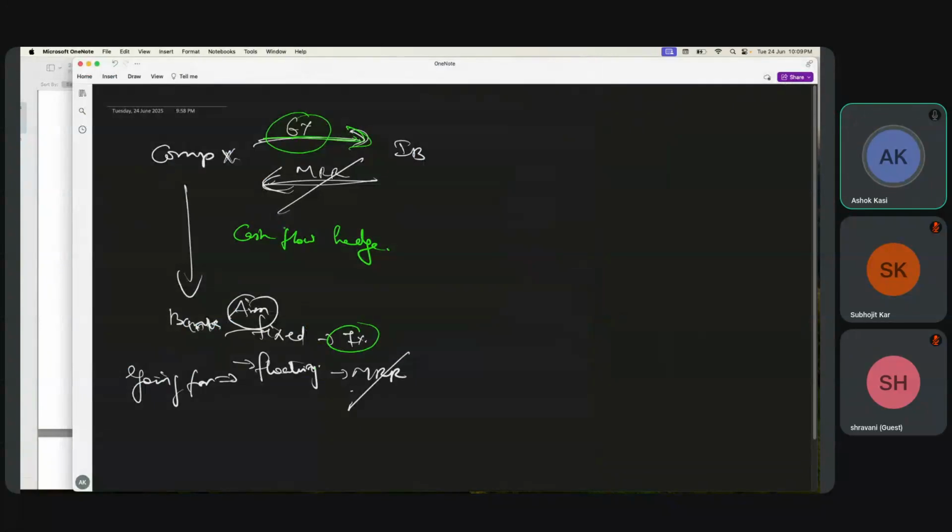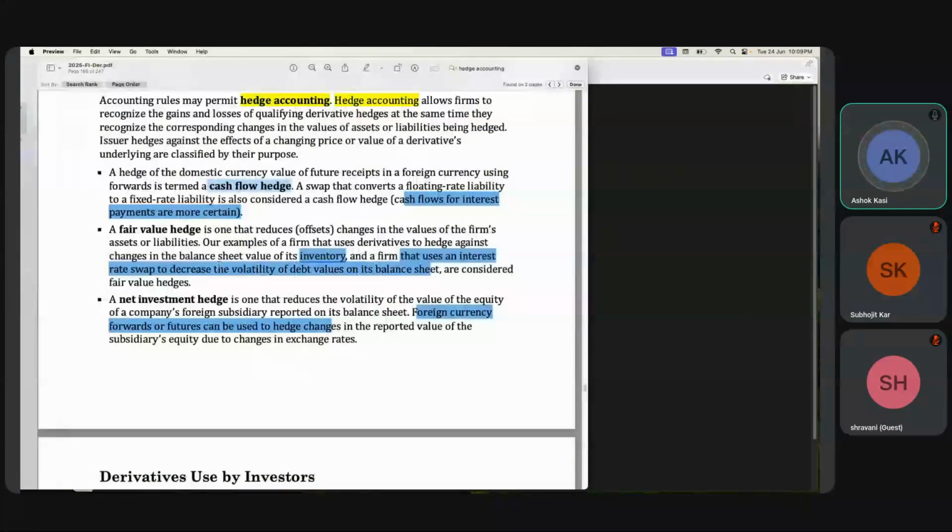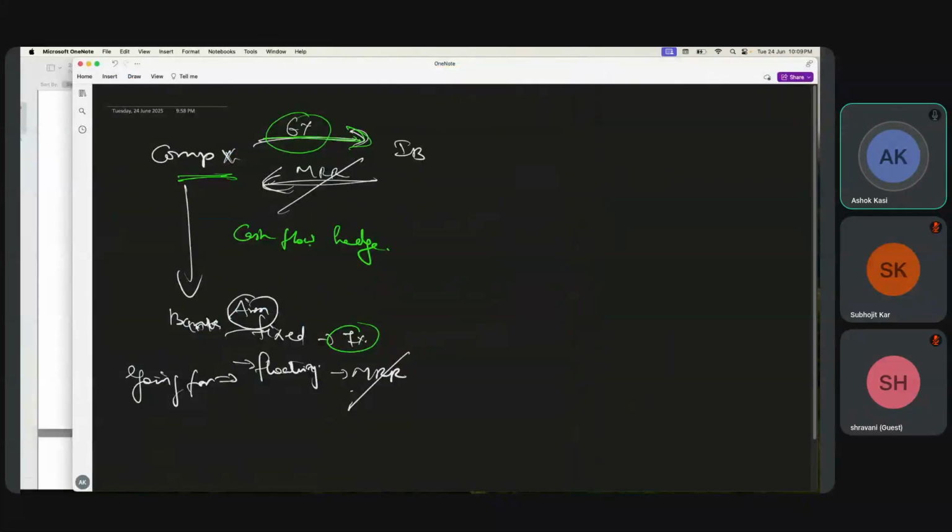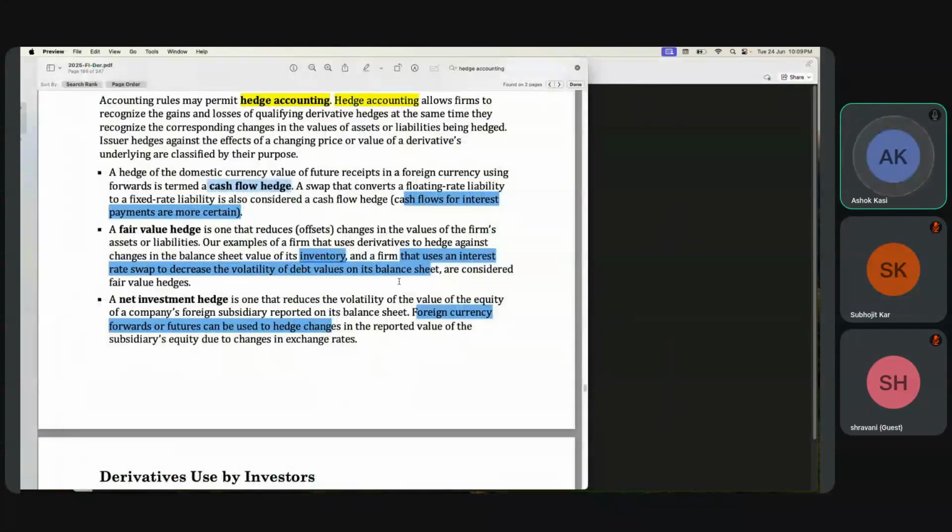So basically this company is entering into this swap to hedge the cash flows. Now, which company has actually done it like this? That is very difficult for us to know, because as I said, it is not published in the newspaper. Okay, this is one thing.